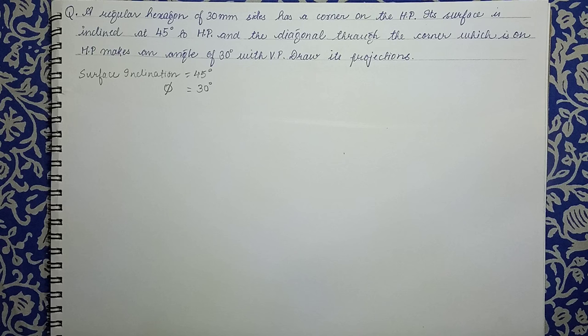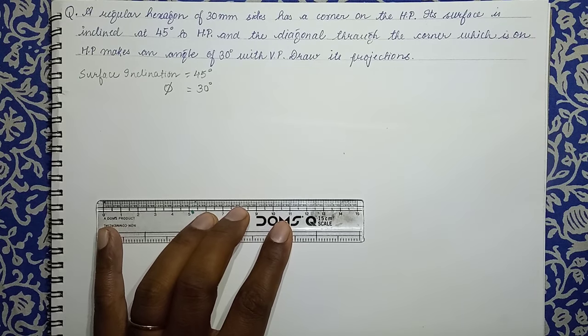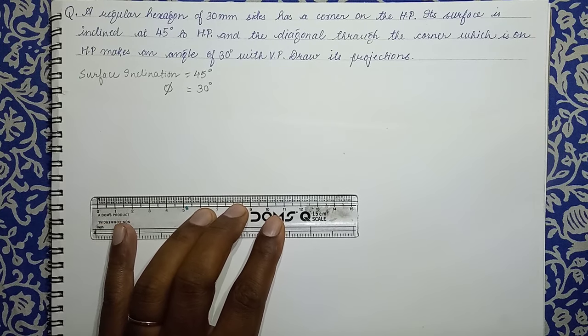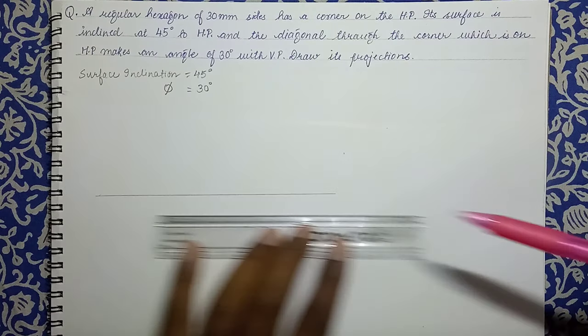So we have to ask a few questions to ourselves. The hexagon is at a corner on HP. So we assume that the plane is kept in HP. So the true shape is visible in the top view. Therefore, we will begin with the top view. So we draw line XY, which will be of a medium darker shade.